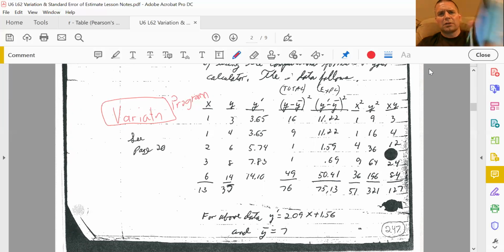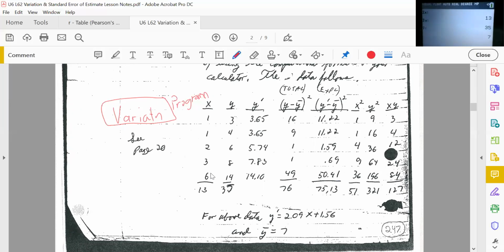Hit Enter again. The only thing it asks for is N. Now let's look at the screen. How many values here? 1, 2, 3, 4, 5. N is 5, so I'm going to hit N equals 5. And I'm going to hit Enter. And it's going to give me a bunch of stuff.